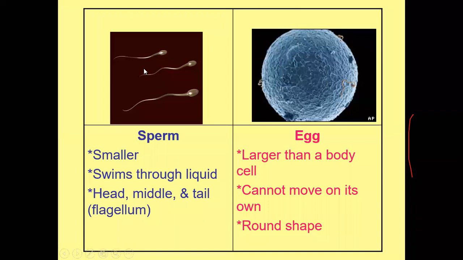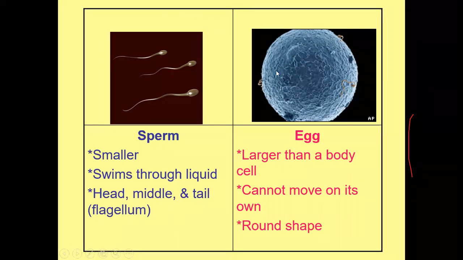The sperm also has a head. This is the head of the sperm and this is the tail of the sperm. Head and tail. The middle portion is called the middle piece. And the tail is also called the flagellum, or flagella. In zoological terms, this is called the flagella, meaning tail.